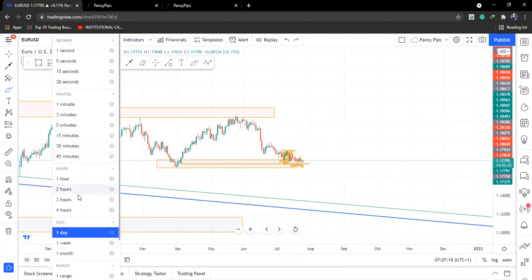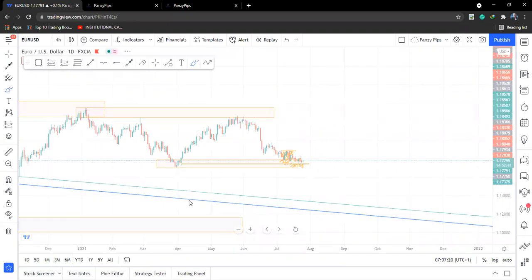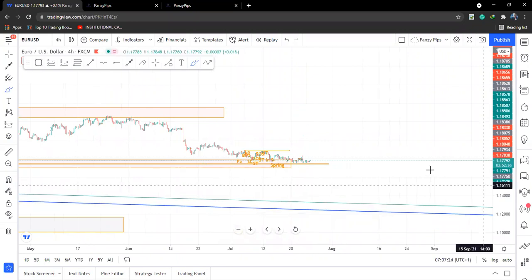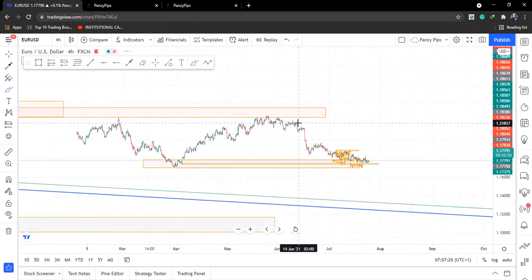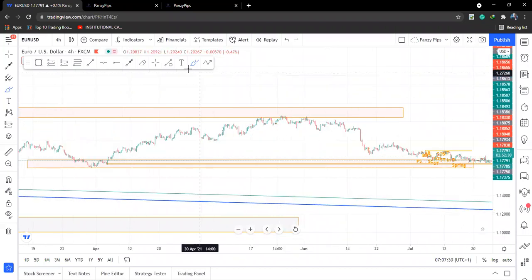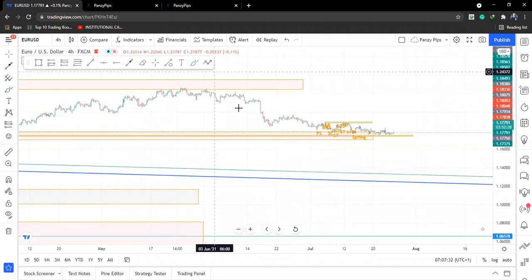Now, if you move on to the 4-hour, going to smaller time frames for clarity, what do we see on the 4-hour? We see that this down move started from all the way up here. So we begin to open it and see what we can find right in there.